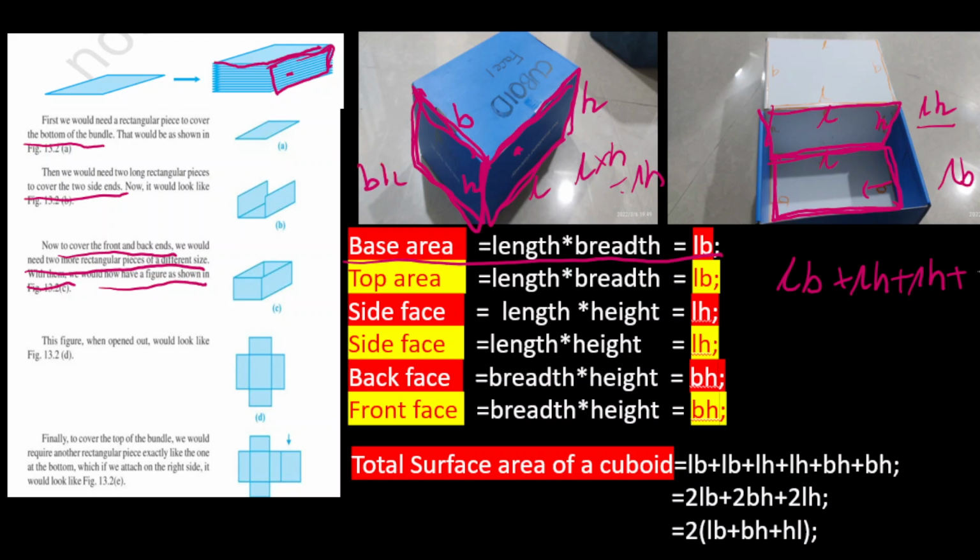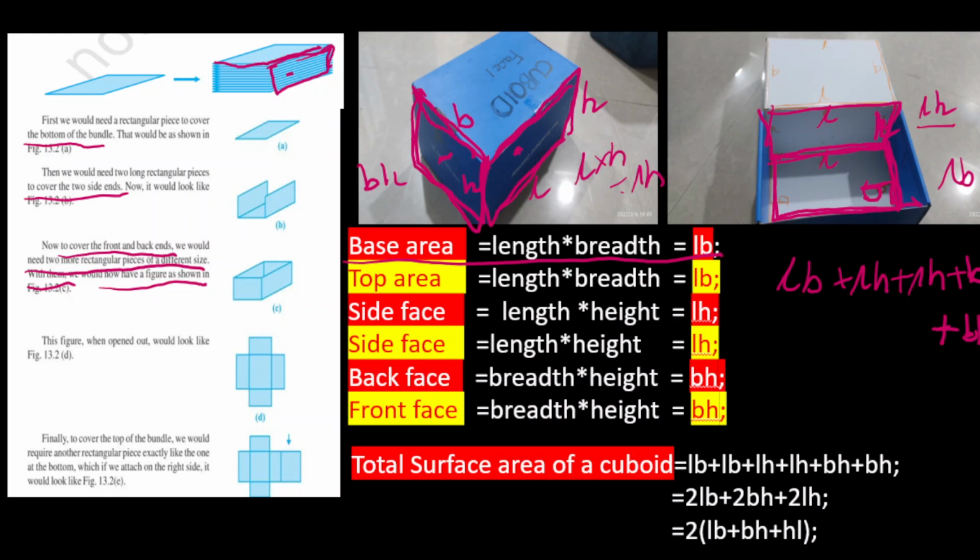Suppose this is BH, and opposite to this front face there is one more face, and this edge is the breadth B and this edge represents the height H, so the area of this rectangular piece also becomes BH.